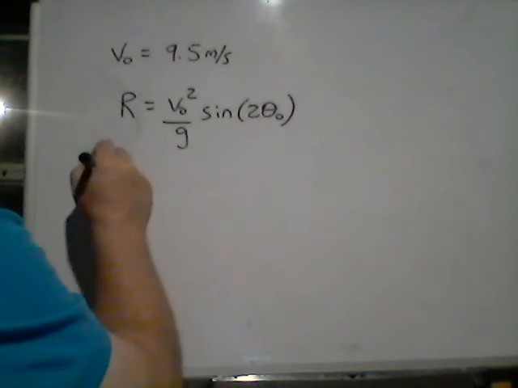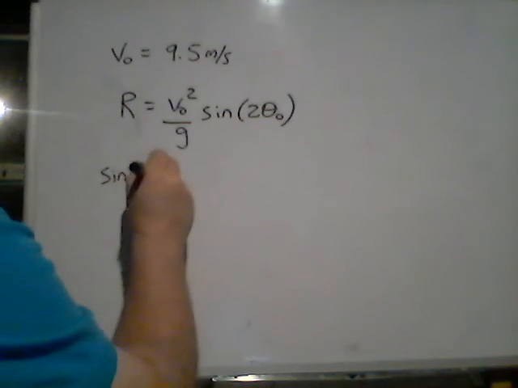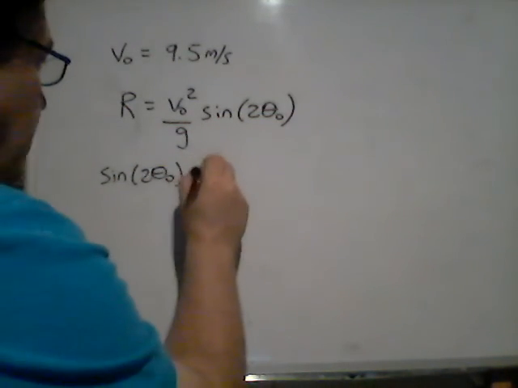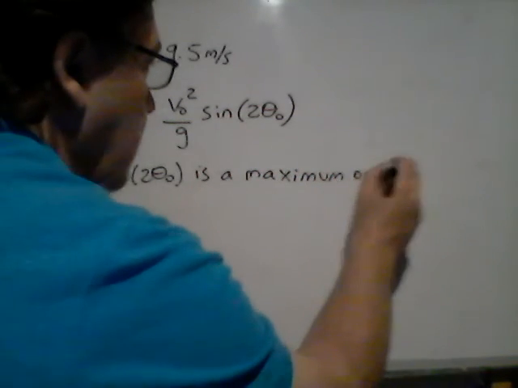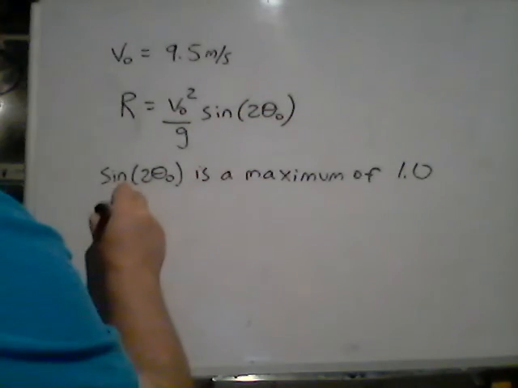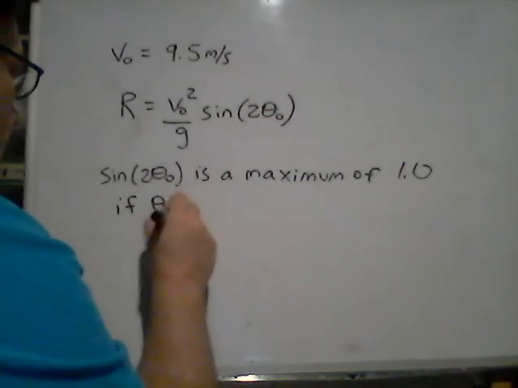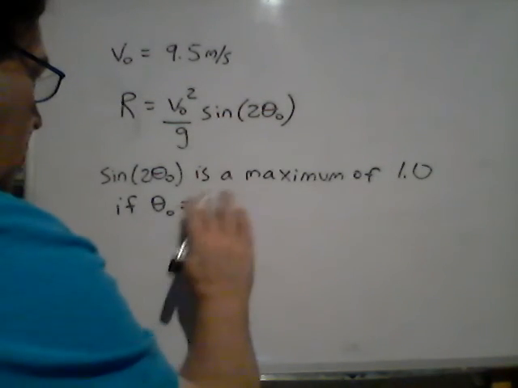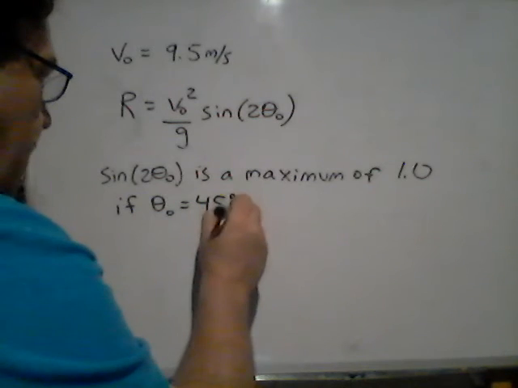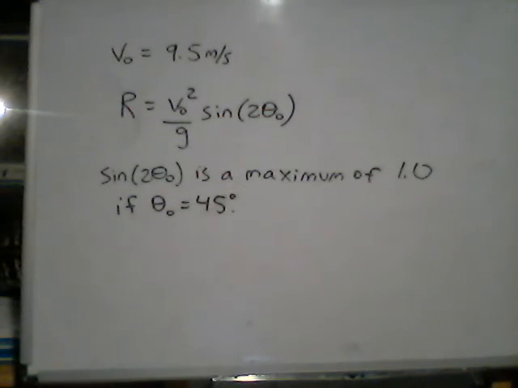So sine of 2 theta naught is a maximum of 1.0 if theta naught equals 45 degrees. So if this person does everything perfectly, goes all out as far as getting the maximum possible launch velocity, and does it at a 45 degree angle, then this person can literally get the maximum range.